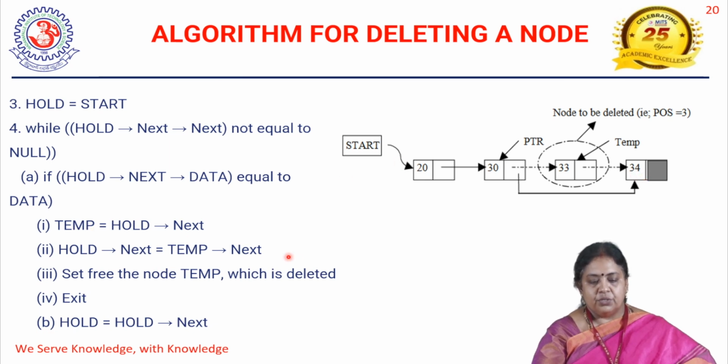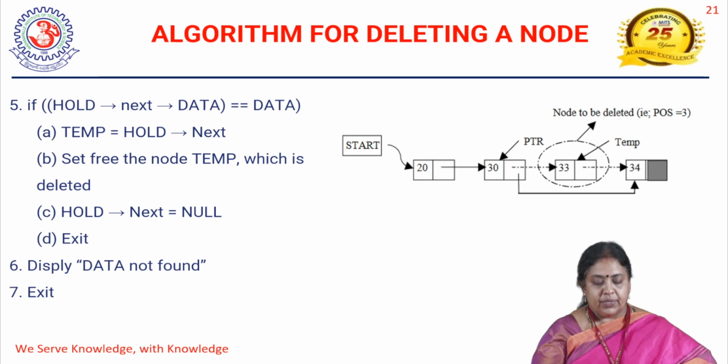So you are going to set up the temp. For that purpose, you are going to take the hold and we are going to take the temp also. Like that we can delete while traversing. Suppose the hold of next equal to null, that means at the time of traversing we reach this particular node, and the data which you want to delete is not found. Then we are going to display one message called data not found.